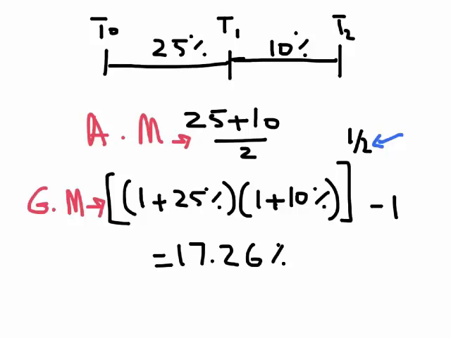That would have been 17.5, 25 plus 10 divided by 2. That would have been 17.5, and that's not that good because it's not considering the compounding. So 17.26% is the average return over 2 years, right? Others get this number as well? Okay. So this is the way we calculate average performance.